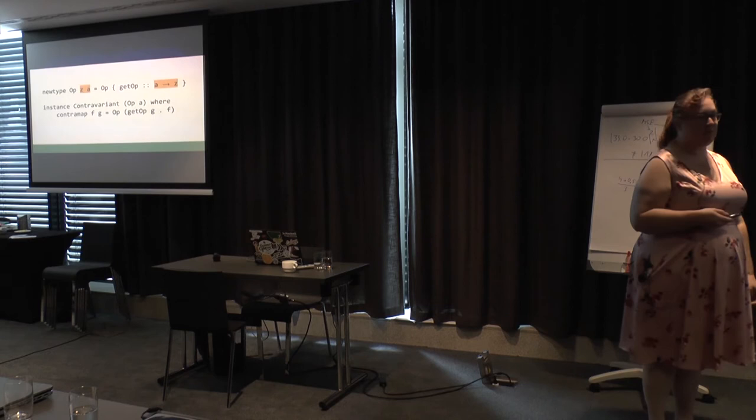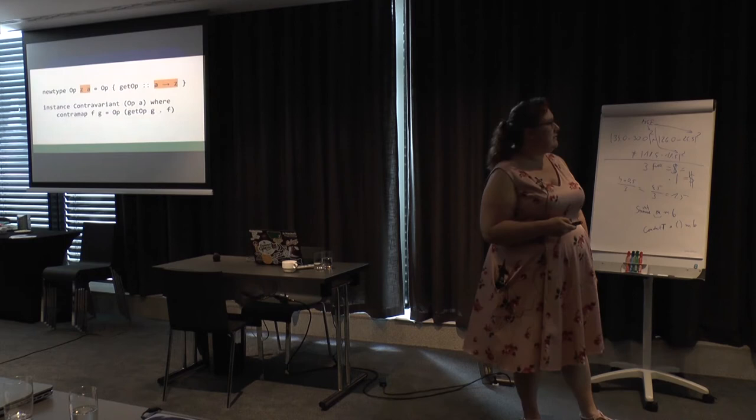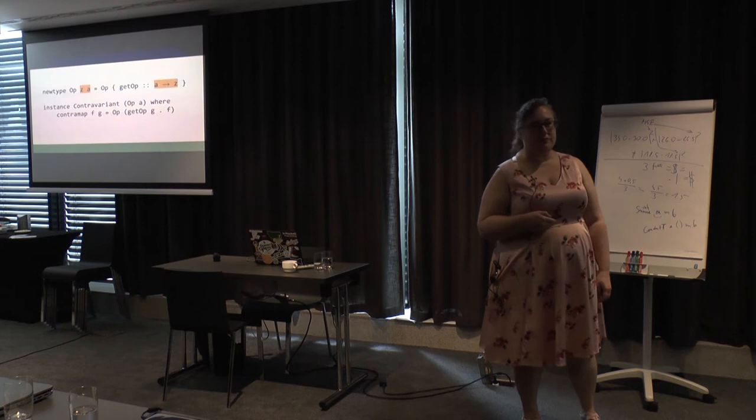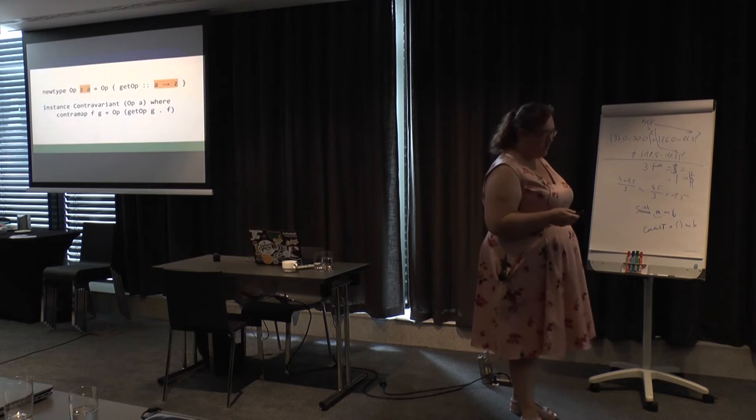All right, so we have now an instance of Contravariant for op partially applied, where the contramap of f and g is going to equal op, get op, there's our little A to Z function, right? g composed with f. It's that flipped function composition that we were just talking about. So that's what our instance will look like. So let's look at an example.